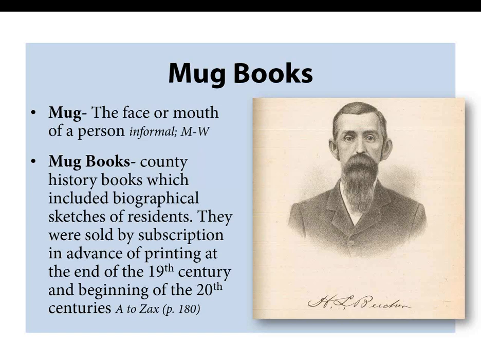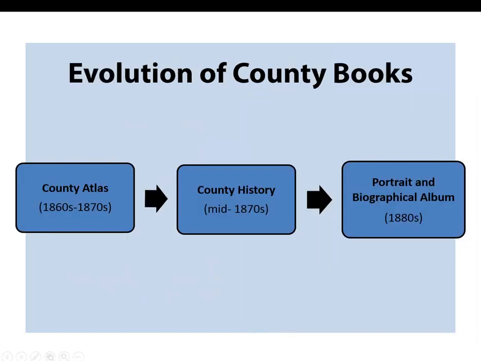Ada Zach's, which is a popular genealogical glossary, identifies a mug book as a county history book, which includes biographical sketches of residents. They were sold by subscription in advance of printing at the end of the 19th century and the beginning of the 20th century. Now, there are historians and biographers that think of them more specifically as portrait and biographical albums. So there's really an evolution of county books that we need to discuss.